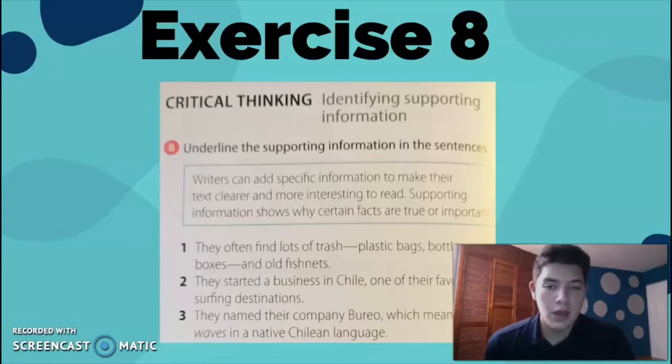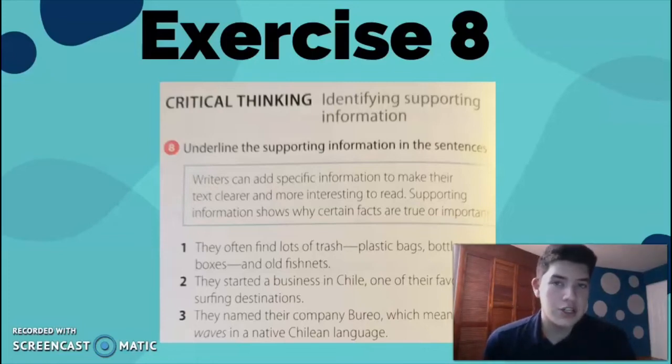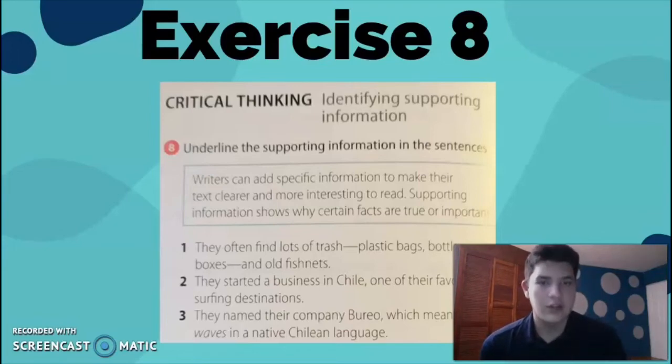Number 3. They named their company Burio, which means the waves, in a native Chilean language. Okay, so in sentence number 1, when you read the text, they say they often find lots of trash in the sea. So you already know that they find trash a lot, as the writer expressed it. So when they say plastic bags, bottles and boxes, and old fish nets, that's more information that adds to the original idea that they often find lots of trash. So that makes the text clearer, that they do find a lot of trash.